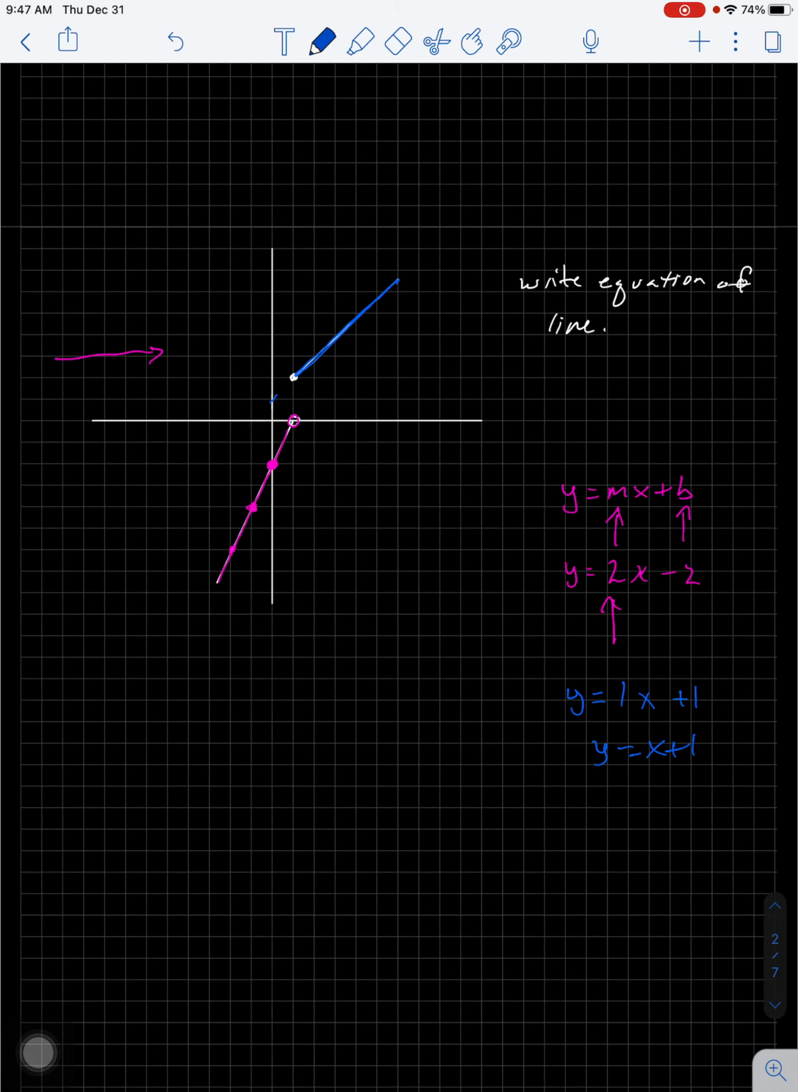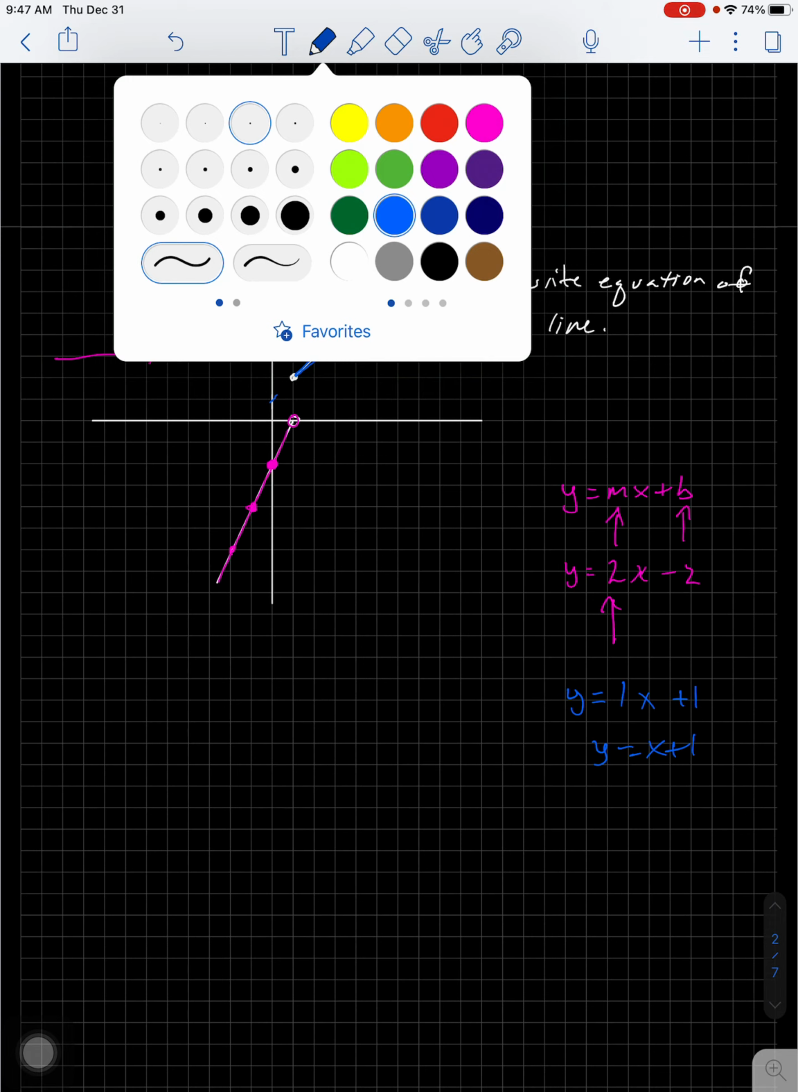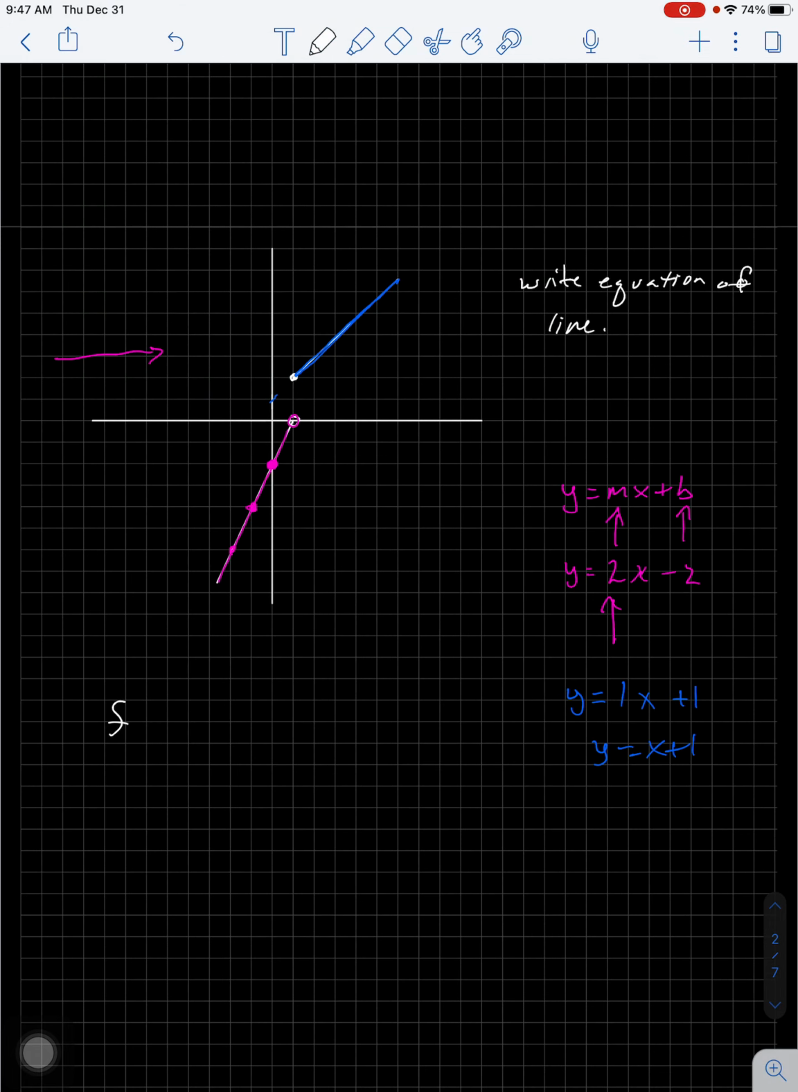And now we're going to put it into a piecewise function. So I'm going to write f of x equals brackets, and it doesn't matter which one you write first. So 2x minus 2 and x plus 1. And now you have to tell me which side of the graph this is on.